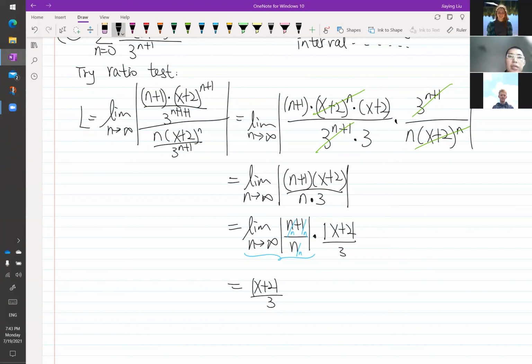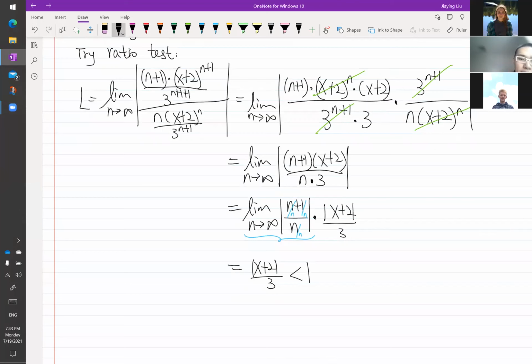That's what L is. But we want it to be convergent, right? We want to find the x values that will make it convergent. So that means we have to make sure that this expression we found at the end is less than 1. That's just because we have a ratio test. So what do we have from there? We have the absolute value of x plus 2 less than 3, if we multiply by 3.